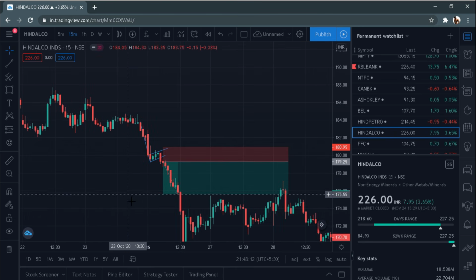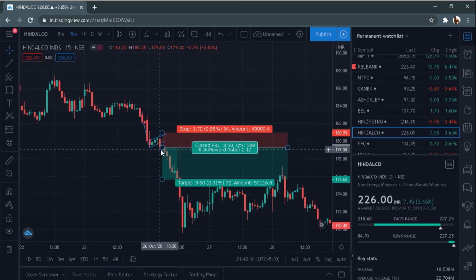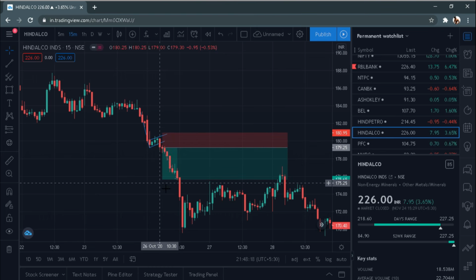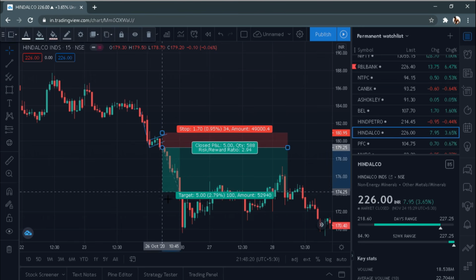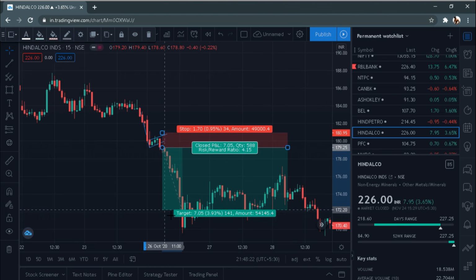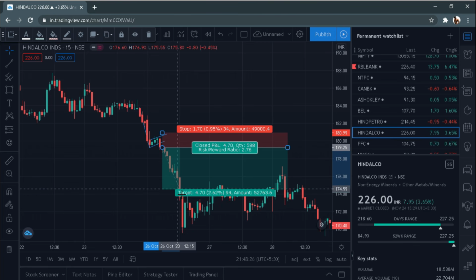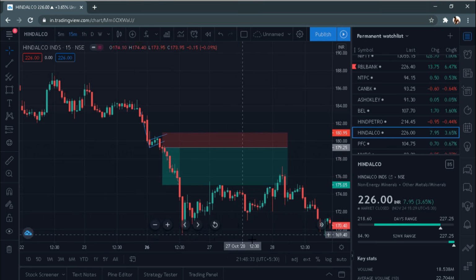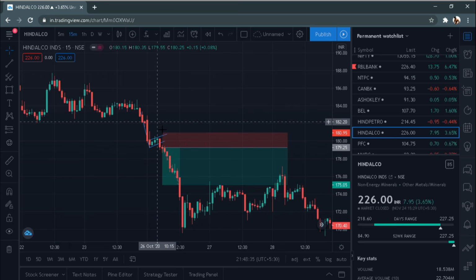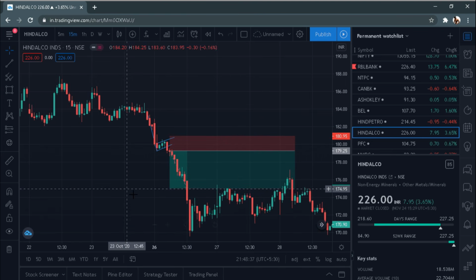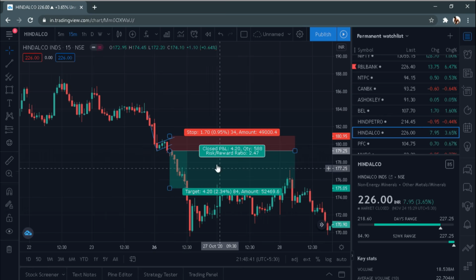That gives a basic difference of 4.5 rupees. So let's just subtract 4.5 from 179.25. Let's take a round figure, that is 175 rupees, as our target. So I will keep 175 as our target. Let's say this is our target. You can see how easily that target was hit by the trade. So this is the bearish variation of the flag pattern. I hope you have gotten it very well.